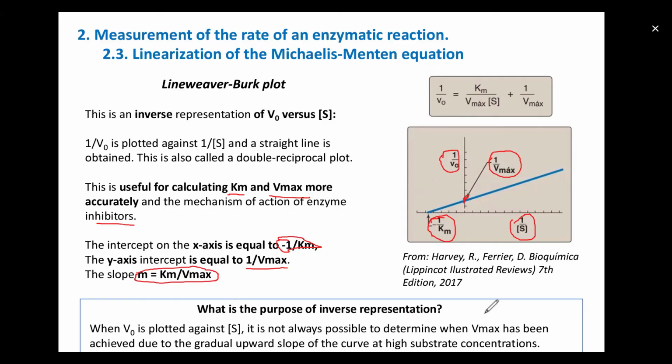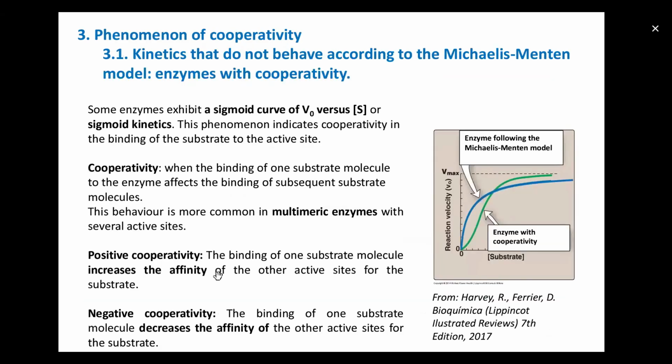So what is the purpose of the inverse? When V naught is plotted against substrate concentration, it is not always possible to determine when Vmax has been achieved, due to the gradual upward slope of the curve at high substrate concentration. That is a major reason, because determining Vmax is problematic. So that is Lineweaver-Burk.